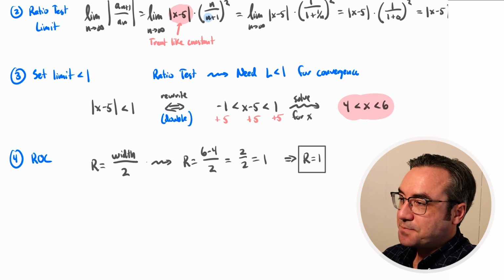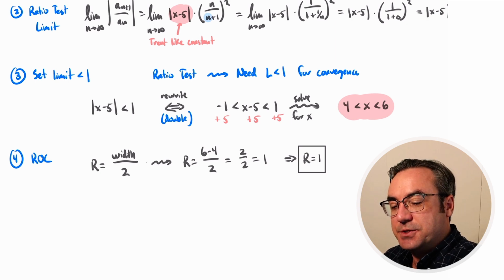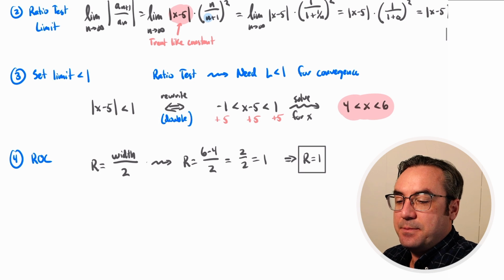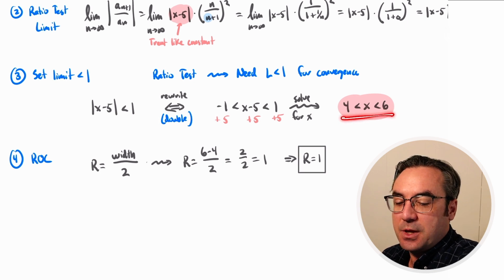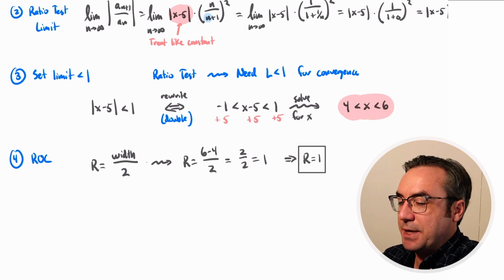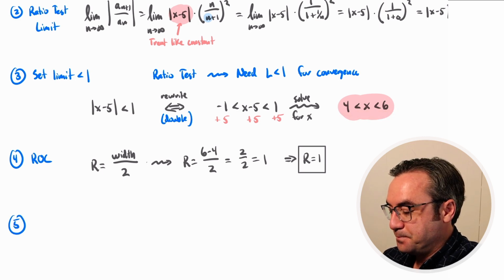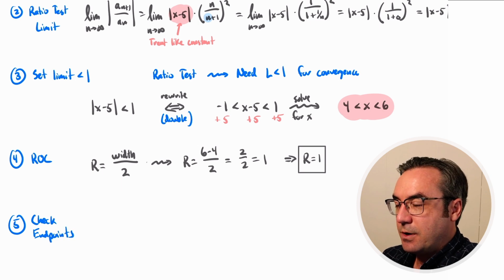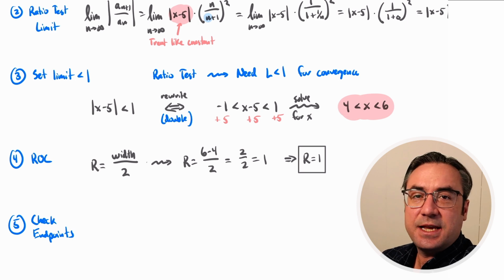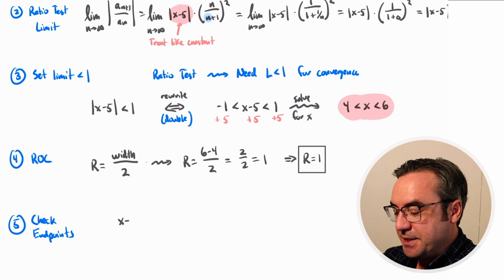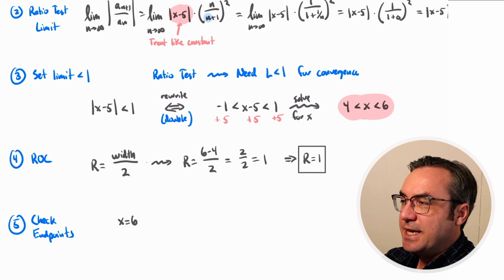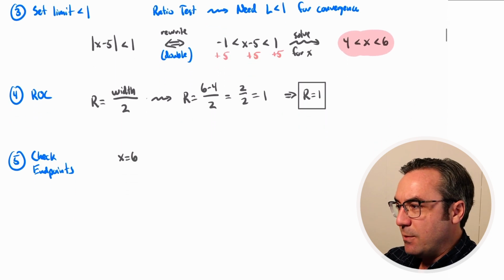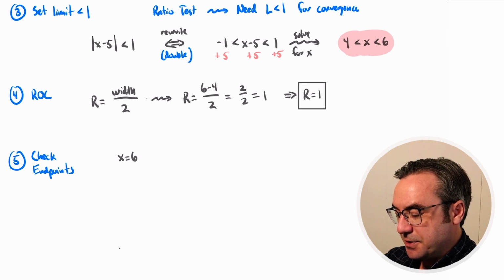All right. So now we have to check the endpoints. We're not done, though. We've got part of our answer, but now we've got to get the rest of the answer. We've got to see what's going on at these endpoints. So that's the next step. We've got two endpoints, 6 and 4. The idea with checking these endpoints is we're going to take each of those x values and plug them in to our power series.